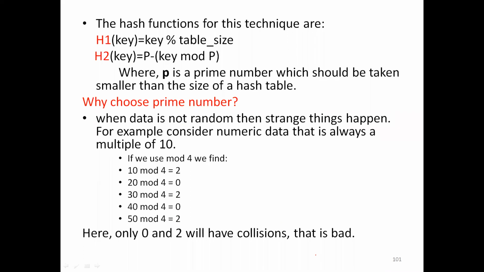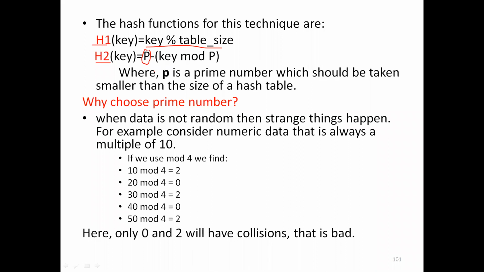The hash functions for this technique. The first hash function we call H1. That is the simple division method we mentioned, a very basic thing: key modulus table size. If it does not work, I'll move to the second hash function, which has the formula with p. P represents any number. We can choose any number for p, but it should be lesser than the size of the hash table.